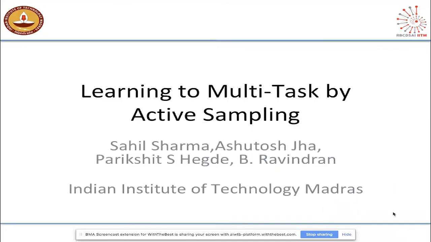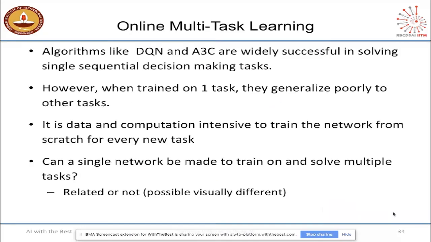Right. And the last bit that I'm going to talk about is on learning to multitask by active sampling. Again, this is work done with a master's student of mine and a couple of undergrads, Sahil, Ashutosh, and Parikshit. And this was reported in ICLR this year. So the goal here is to do online multitask learning, right?